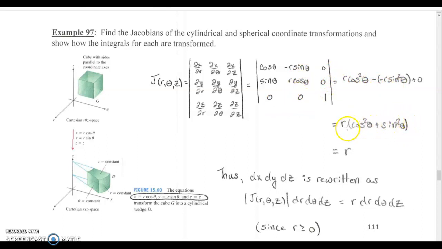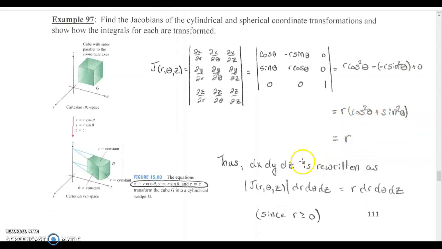So then it's just using the Pythagorean identity, cosine squared theta plus sine squared theta equals 1, and the Jacobian just comes out to be r. Thus dx dy dz is rewritten as the absolute value of the Jacobian times dr d theta dz, which is just r dr d theta dz. And that r, I can just drop the absolute value signs because we're always assuming r is the positive radius, the positive distance from the origin to whatever the point is in the r theta plane.